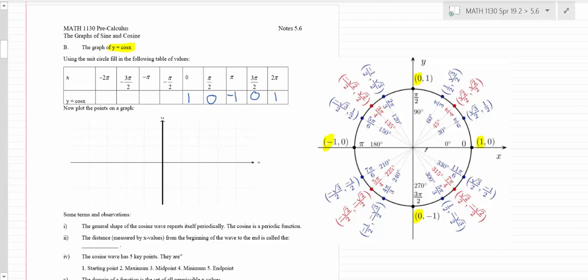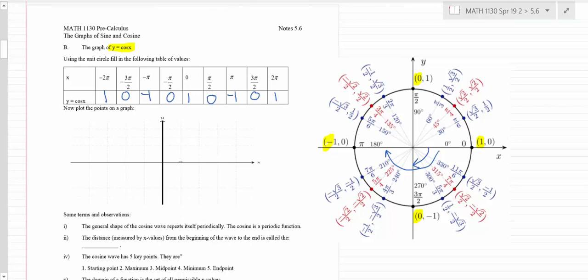The cycle goes backwards. So if you're at negative pi over 2, that's 0. Negative pi, it's negative 1. Then it's back to 0. Then it's back to 1 like that. Okay? So the unit circle will tell you how the graph of the sine and cosine goes. You figure it out from that information.